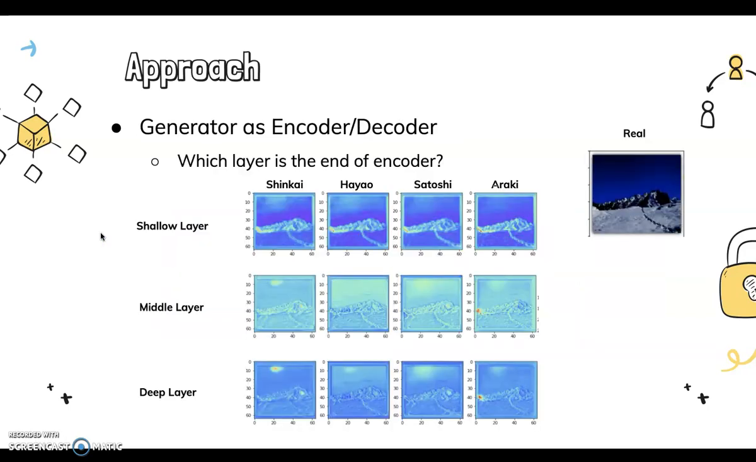In order to further investigate the division between encoder and decoder, we have visualized the output of each convolutional layer of 4 different animation styles generated from the same real image input. This is the real image. As you can see, compared to deeper layers, the output of the shallow layer has a similar result across different style images, which means it extracts style-invariant features, so we choose it as the end of the encoder.